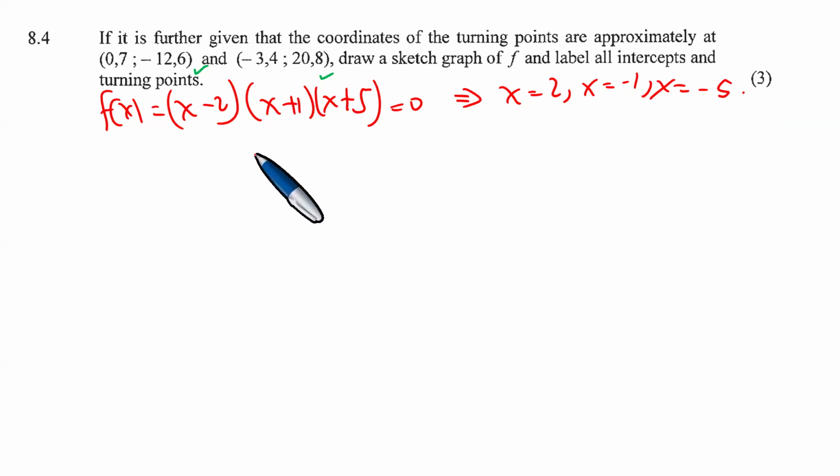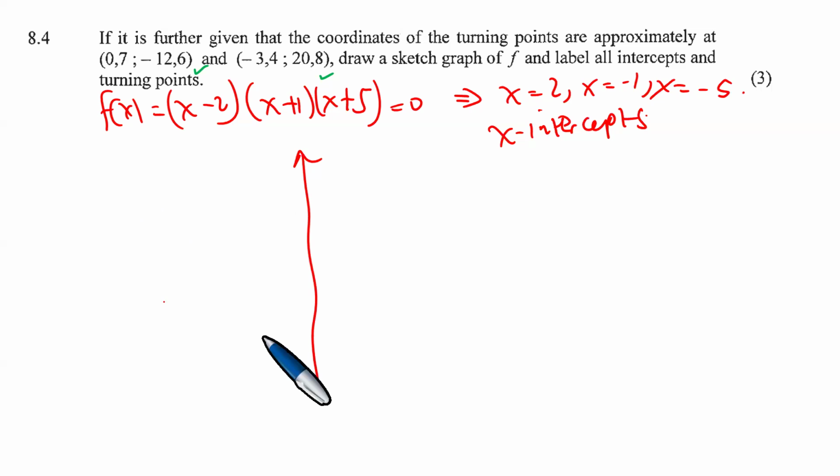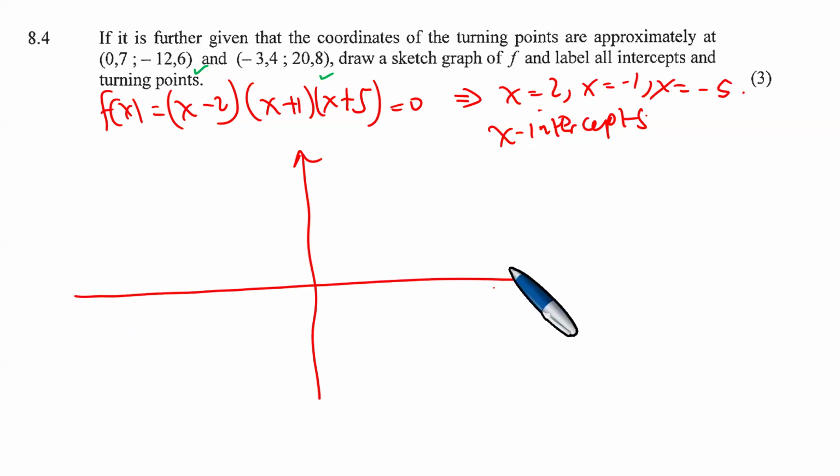These three here are called the x-intercepts. We call these three the x-intercepts, and they occur only when y is 0. Good, we're in business now. I'm going to draw the coordinate axes with y together with x, when x is minus 1, minus 5, 2.